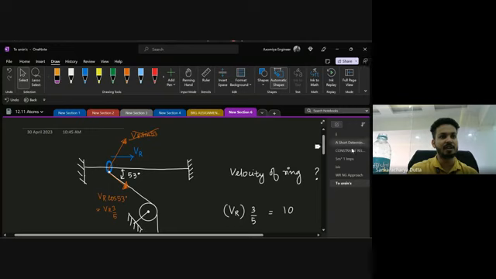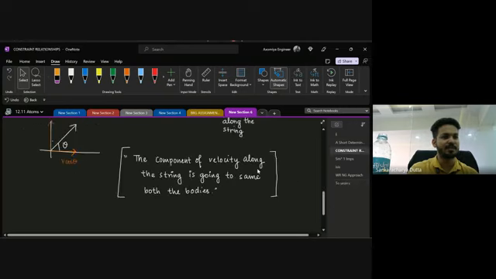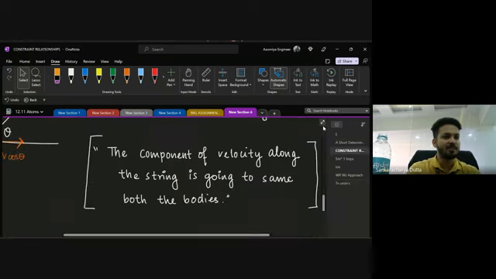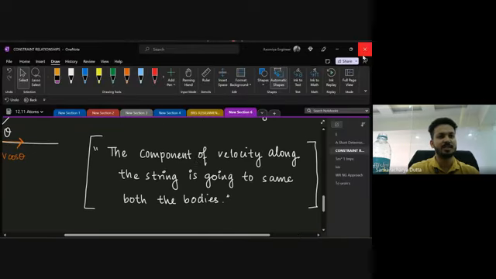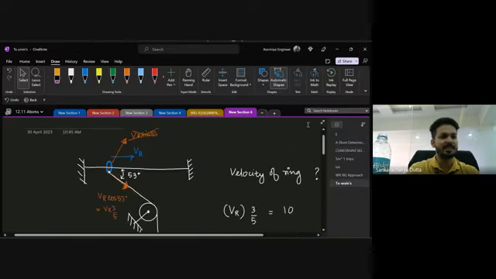Let me go back to that same statement. The component of the velocity along the string is going to be the same for both the bodies. It's going to be 10, because if the block goes down by 10, this end of the string is also going to go down by 10. Tell me if this makes sense. Yes, sir.